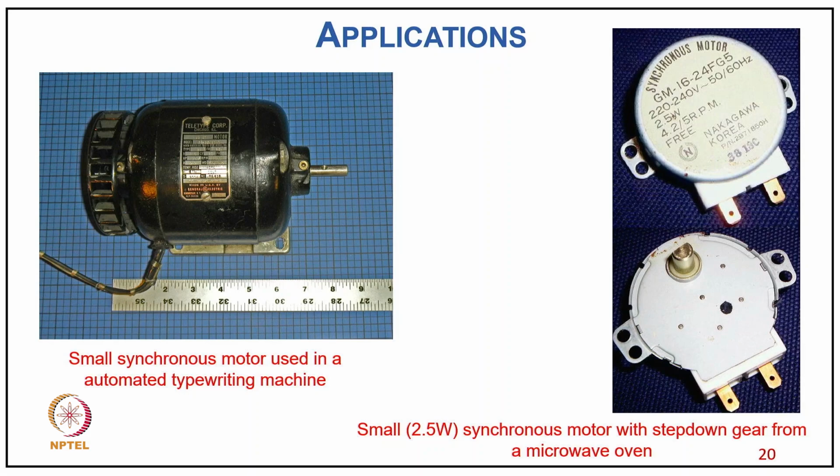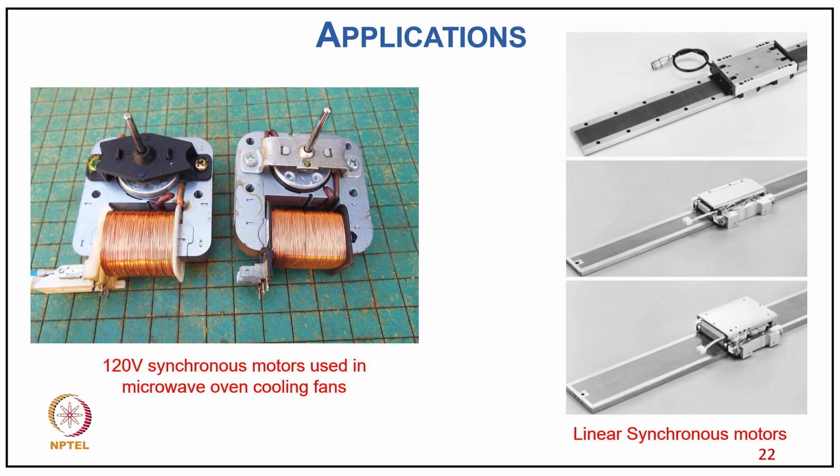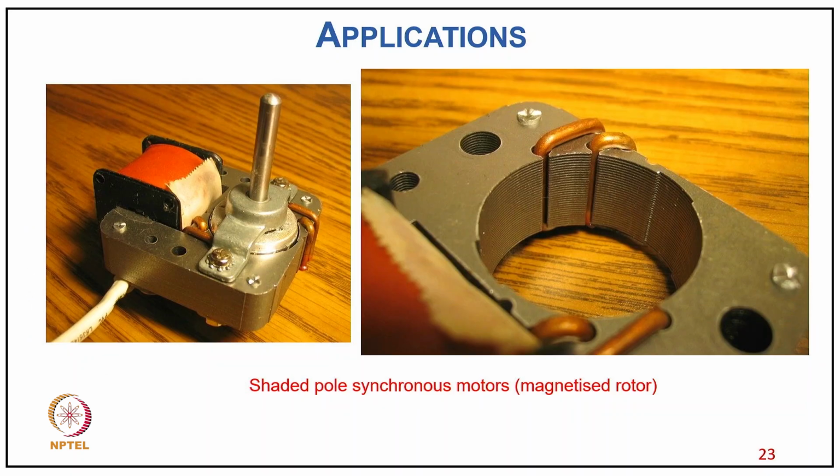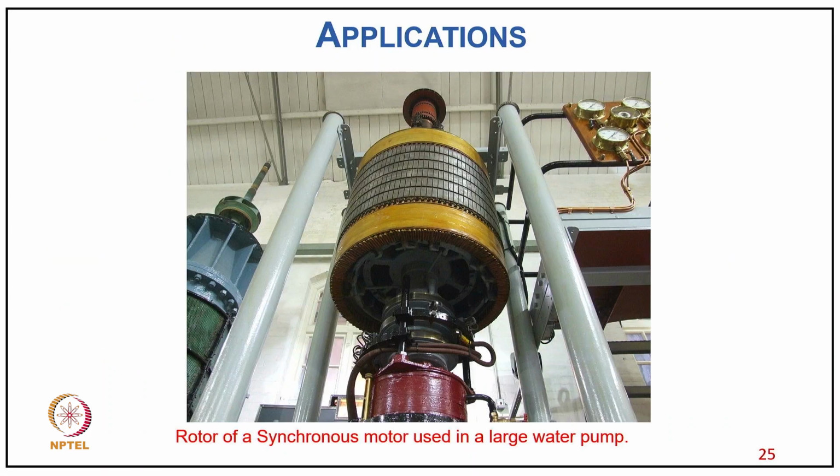then another synchronous motor with automated typewriting, then in microwave oven small motors, then an air conditioning compressor, about 150 horsepower open frame synchronous motor. Then typically a 120 volt synchronous motor used in a microwave oven for cooling, and a linear synchronous motor. Then a salient pole synchronous motor. Then a synchronous hysteresis motor.